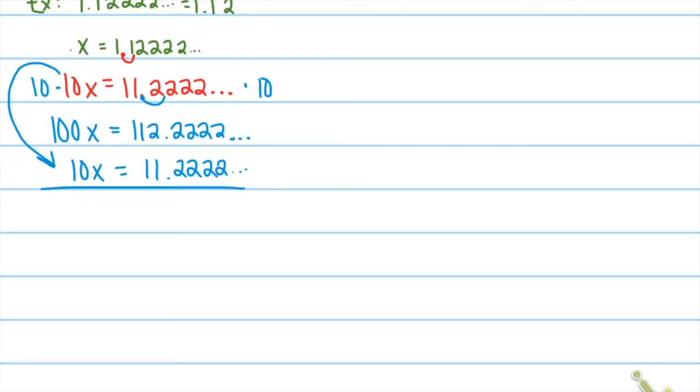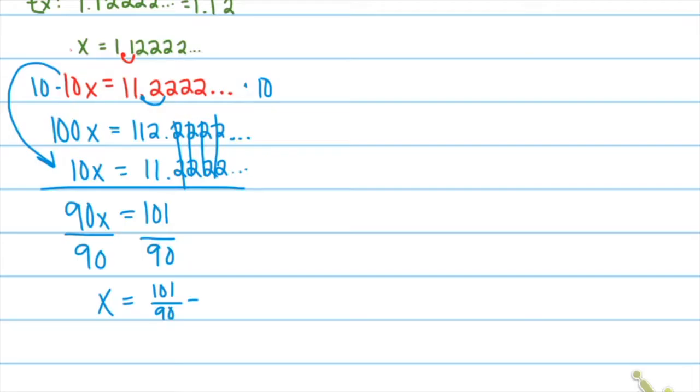Now I notice that when I do this subtraction, the repeating portion of my decimal expansion eliminates and subtracts away. So now I can continue on about my business. 100 minus 10 gives me 90, and that's going to equal 101. Divide both sides by 90, and I get that x is equal to 101 over 90, which is the same thing as 1.12 with just the 2 repeating. I was able to write this as a ratio of two integers, so therefore it's a rational number.